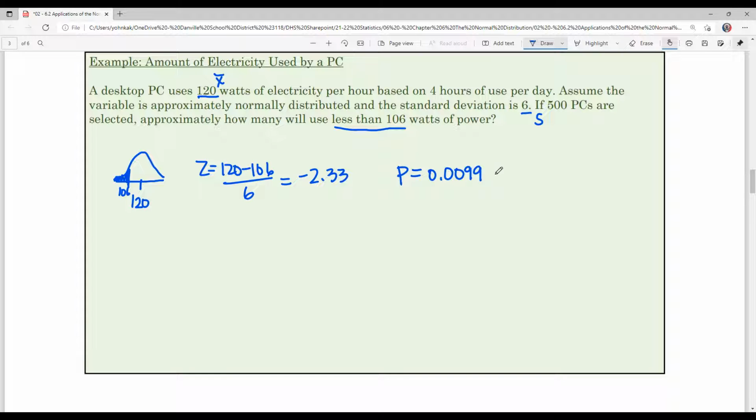Okay, so now that I know that there's a 1% chance that it's less than 106, I can find the actual number of computers by taking the 500 PCs that I'm looking at and multiplying by the probability that it's less than 106. If I do this, I get 4.95, which basically means that about 5 computers are going to be less than 106. So this question was twofold. We not only had to find the probability that a computer was less than 106 watts, but we also had to find how many were less than 106.